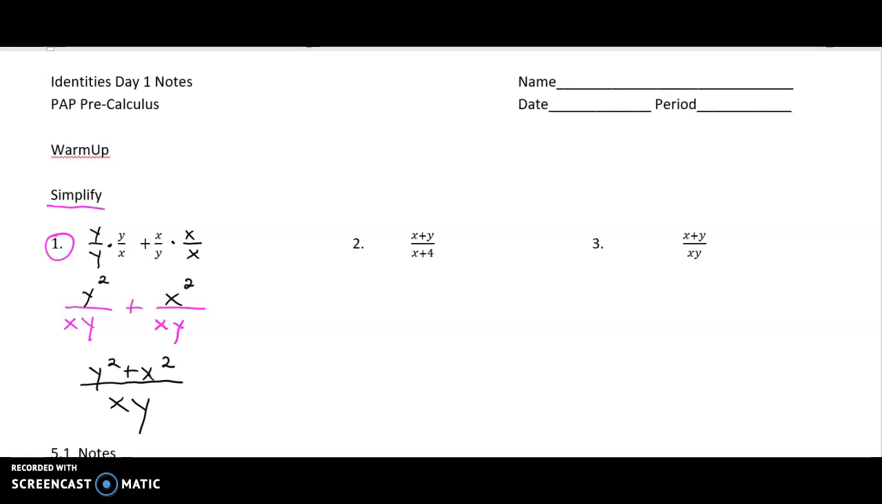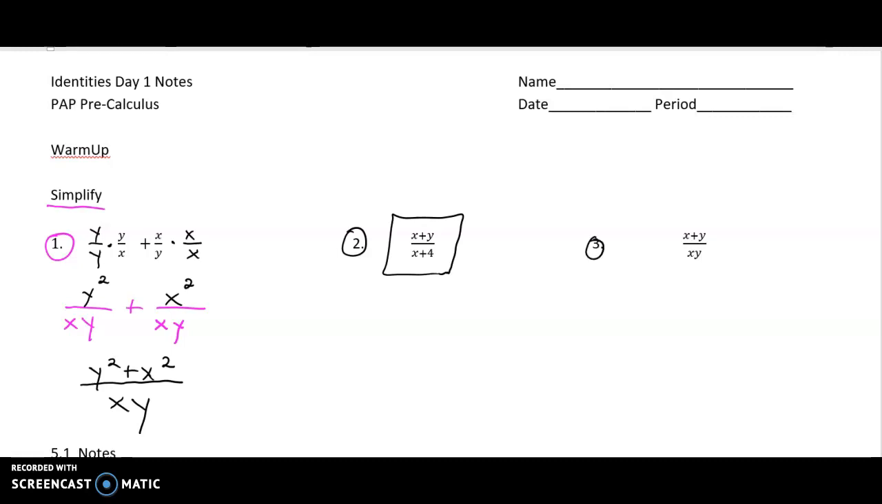Another example I wanted to show you, in example 2, is just to remind you that you cannot cancel out these x's. You cannot cancel if you're adding or subtracting, only if you are multiplying. So this is simplified. There's nothing you can do.